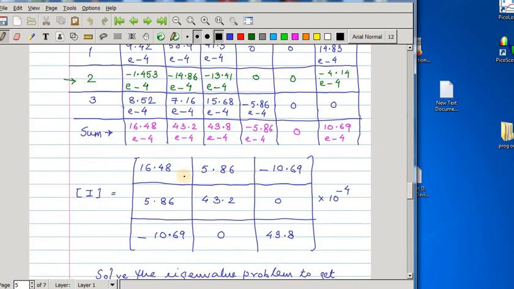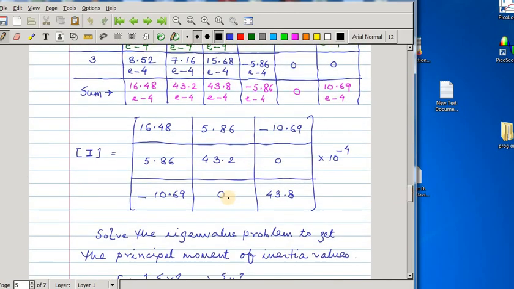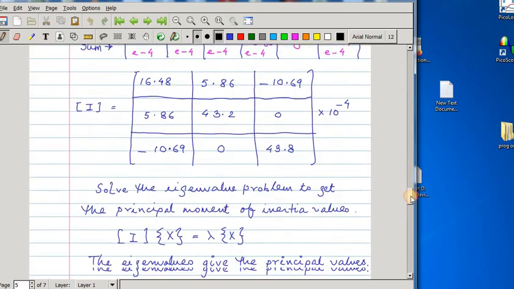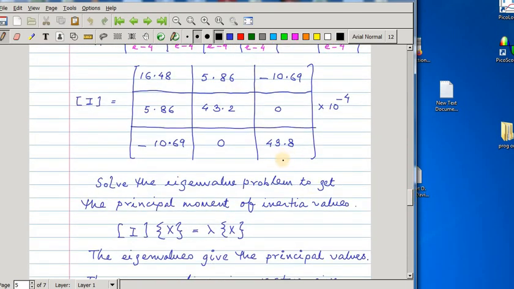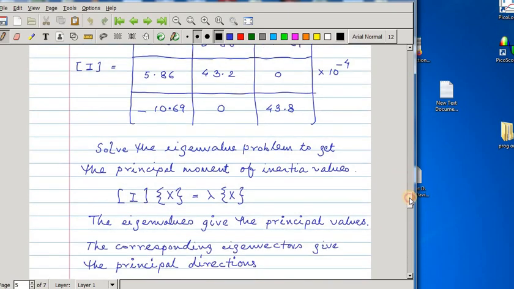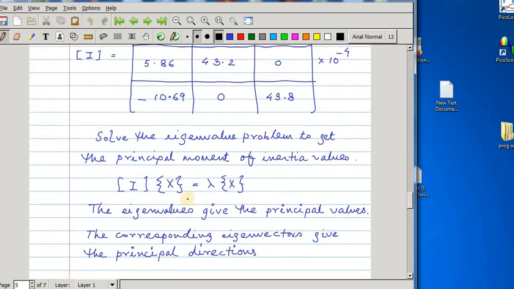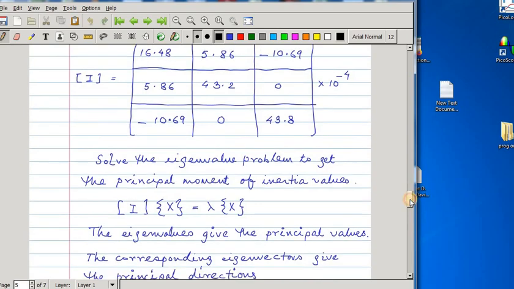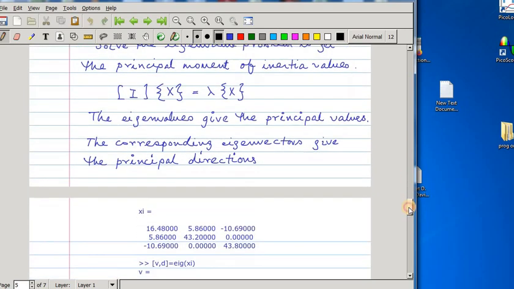Now you can put it in a matrix: Ixx, minus Ixy, minus Ixz. This is minus Iyx, Iyy, minus Iyz, and this is minus Izx, minus Izy, and this is Izz. So for getting the principal moments of inertia, you have to solve this eigenvalue problem, and the eigenvalues will give you the principal values and the eigenvectors will give you the directions.